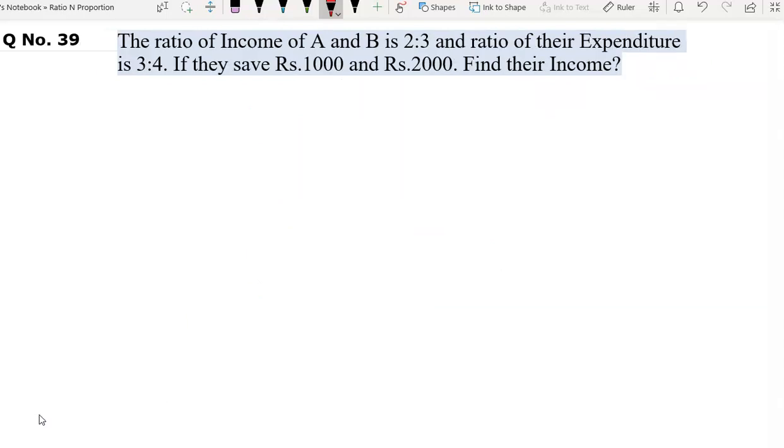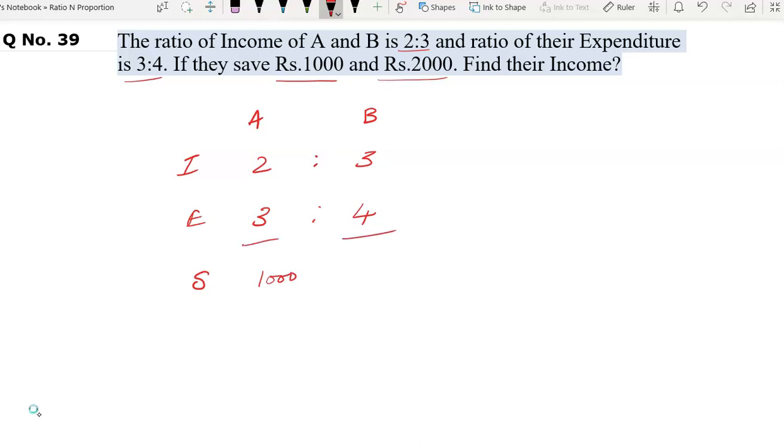Question number 39. The ratio of income of A and B is 2:3 and the ratio of their expenditure is 3:4. If they save rupees 1000 and rupees 2000, find their income. So in this question we have A and we have B and the ratio of their income is 2:3 and the ratio of their expenditure is in the ratio 3:4. The saving for A is rupees 1000 and the saving for B is rupees 2000.